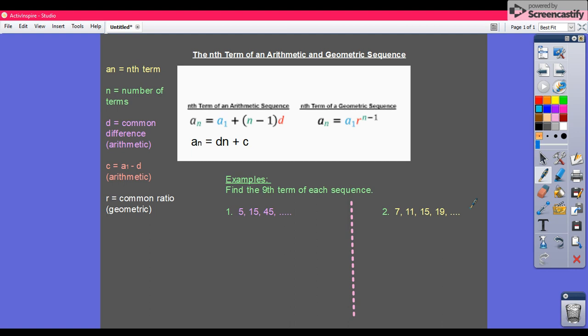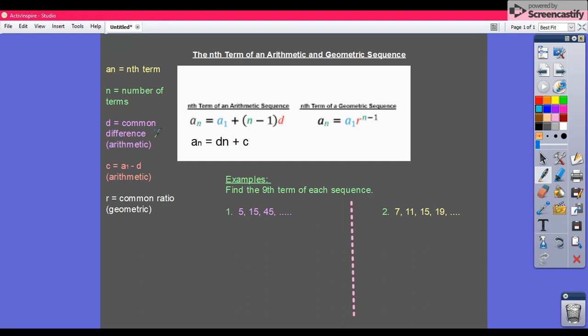Hi guys, so we're going to go over the nth term of an arithmetic and geometric sequence. So here are the formulas, and just make sure that when you write a formula, you know what each variable represents. So if I'm looking for a sub n, a represents any term in the sequence. So a sub n means that I'm looking for, let's say in my example, the ninth term. So n would represent 9. For n itself, it represents the total number of terms I'm dealing with.